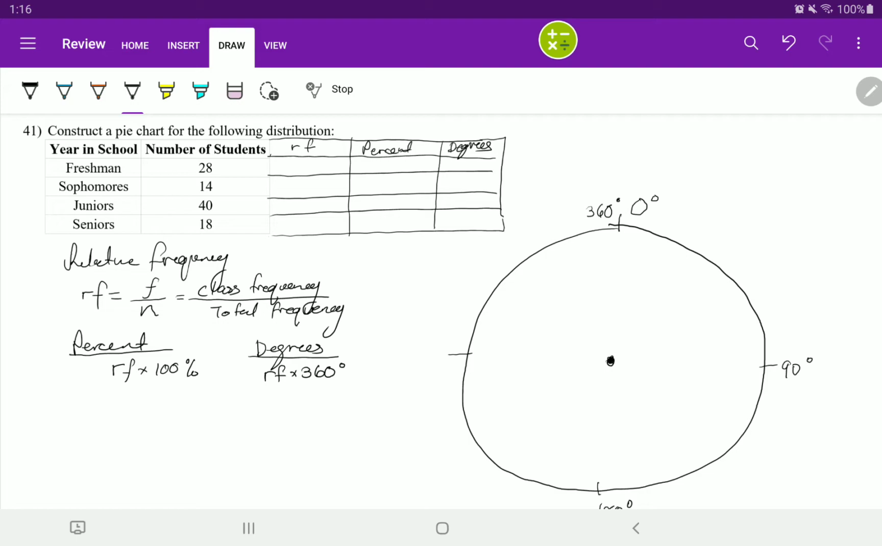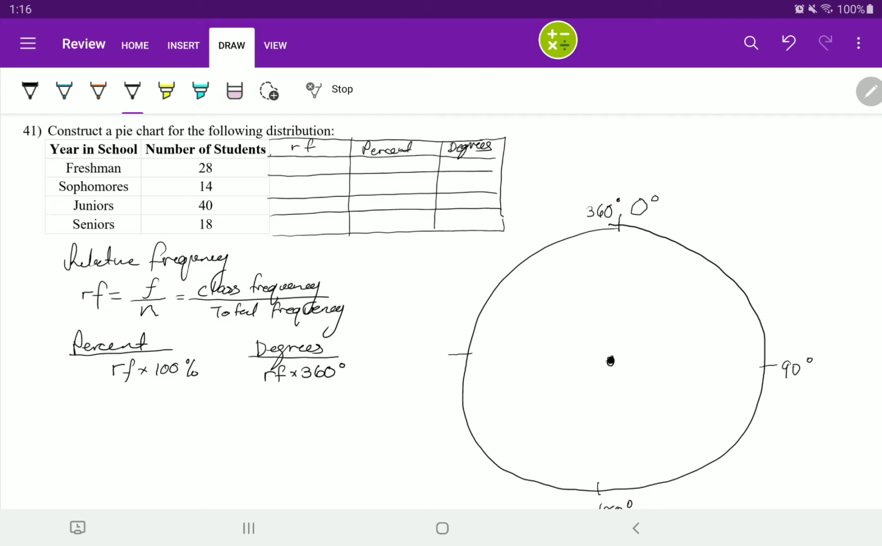Now, the relative frequency is essential for helping us find our percentage and our degrees. The degrees will help us to construct a circle, where the percentage will represent the proportion of the pie when a circle is completed. To find your relative frequency, you take your class frequency and divide it by your total frequency.